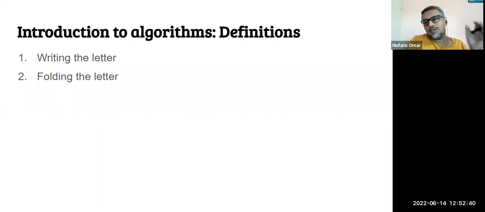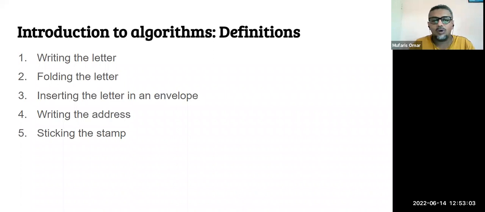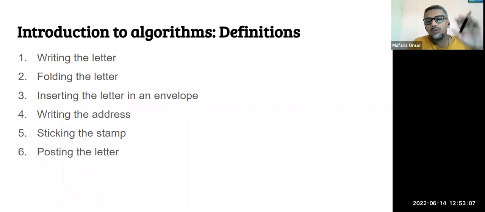So look at this one. We are writing every step clearly. As I said, whenever you write programs, you should remember this: the computer is a dummy machine. Computers can't understand the instructions as we humans understand. So the third one, you insert the letter, then you write the address on the envelope, right? You insert the letter into the envelope, then stick the stamp. So this is how you write.